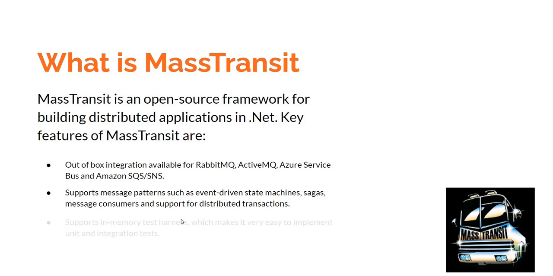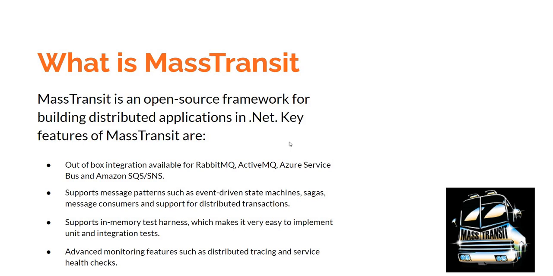And then the next important feature it supports is the in-memory test harness, which makes it very easy to implement unit as well as integration tests. And the other key feature it supports is advanced monitoring, such as distributed tracing and service health checks. First, let's start with building an ASP.NET Core application using MassTransit.